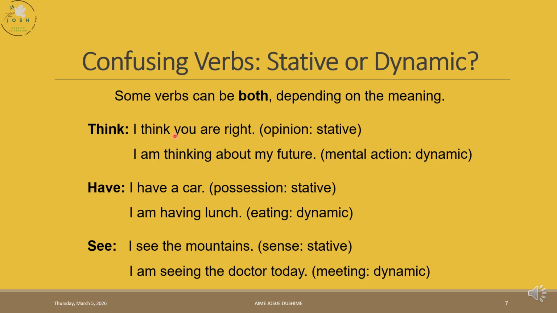When I say I think you are right, if I use it as a stative verb, I mean that it is an opinion. That's the idea I have. I have the idea that you are right. I think you are right. But when I say I am thinking about my future, that's dynamic. Why? It is a mental action. Even though I cannot see or measure that activity, your brain is still doing an action.